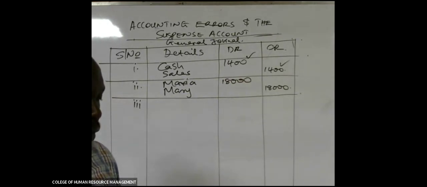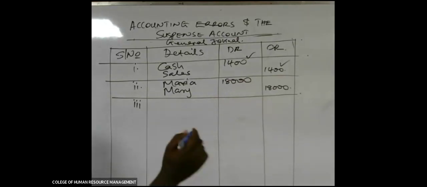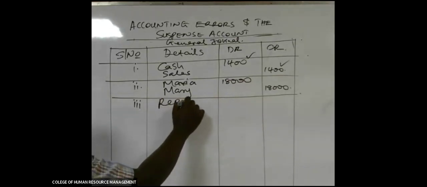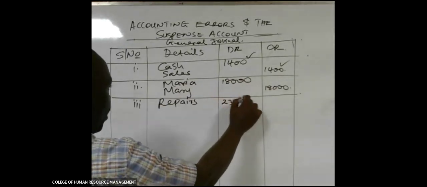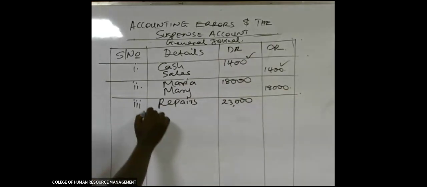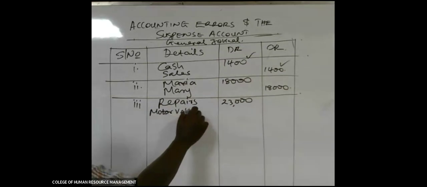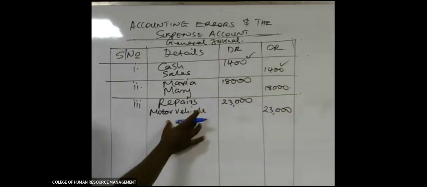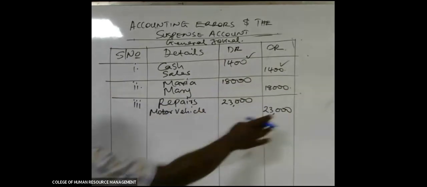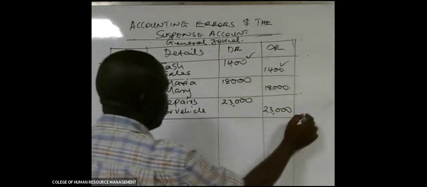What are we going to do therefore here? It was debited in motor vehicle account, so it was debited in the wrong account. So we shall reverse that. We shall reverse it from motor vehicle, and then we debit the correct account, which is repairs, of 23,000. Motor vehicle, because it was debited, we shall credit. It was debited, but it was debited by mistake. We credit to reverse or to minus that amount. Then we debit the correct account, which is repairs.